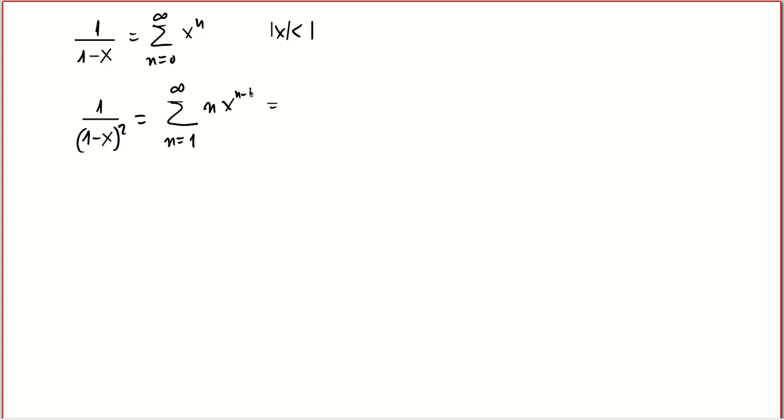And now you can shift the indices. You can increase the index by 1 here and decrease it by 1 here, and then you have the sum from 0 to infinity of (n+1) x to the n. The radius of convergence of the derivative is the same as the radius of convergence of the function. You see, this is for k equal to 1, and this is the function for k equal to 2. So we obtained the same expansion that we obtained before with a different method, just taking a derivative of this one. And we can continue.